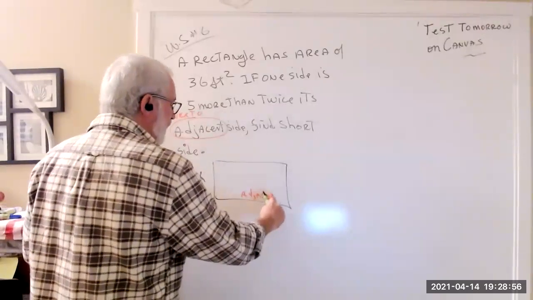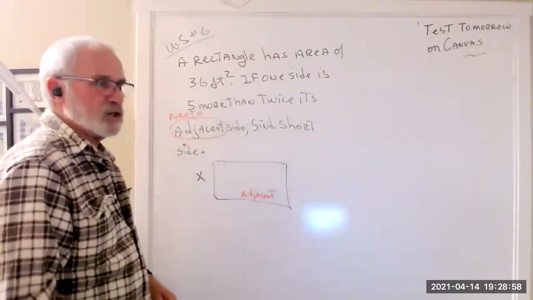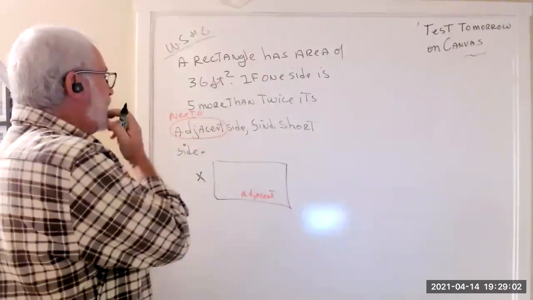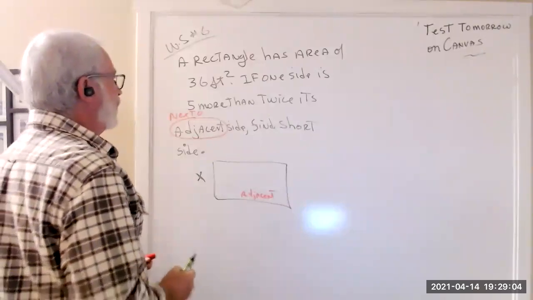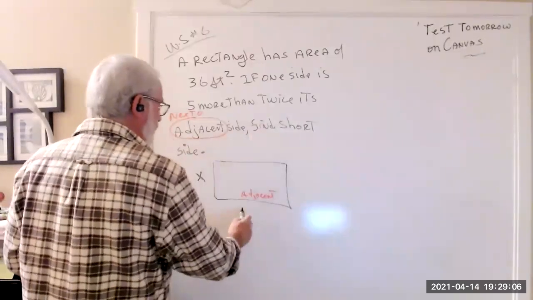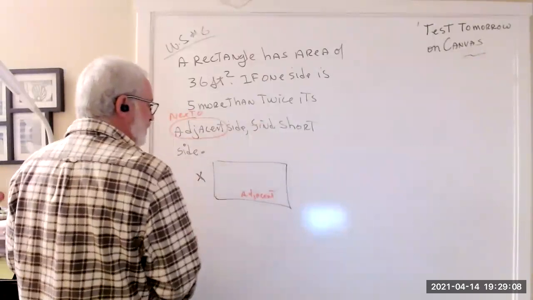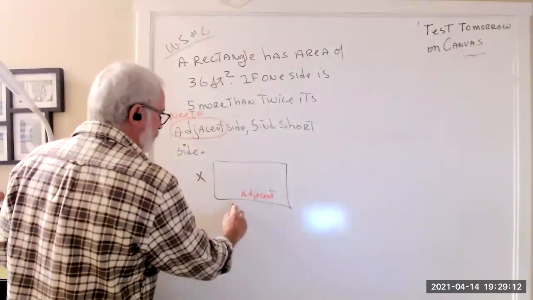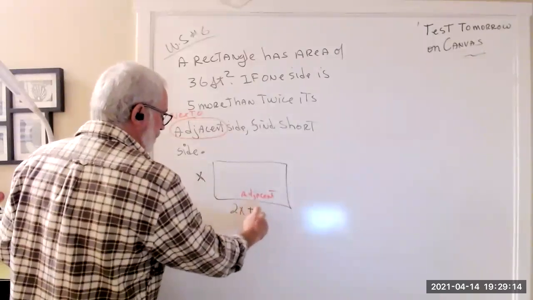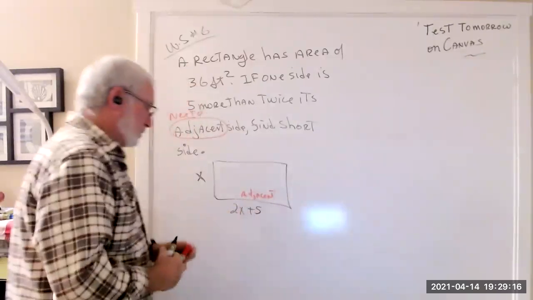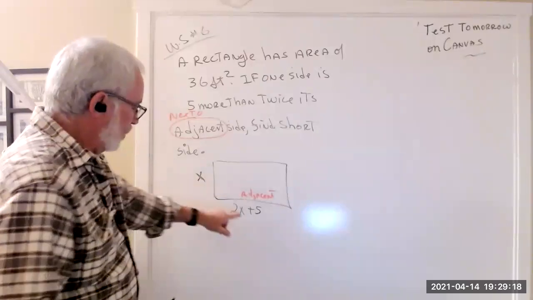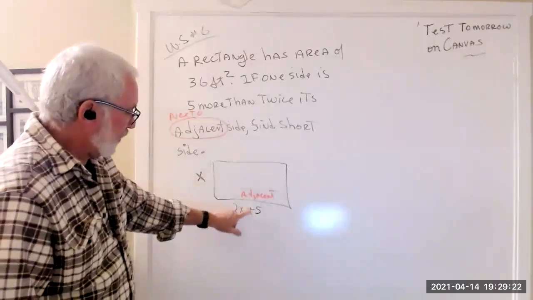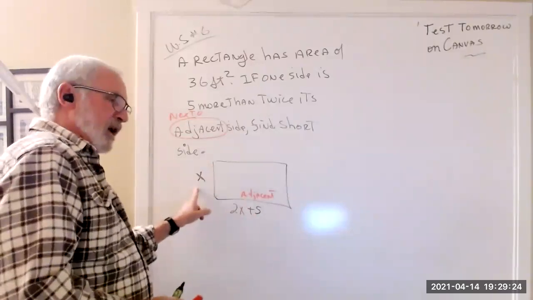It just means the side next to it. That's all adjacent means. Okay, adjacent side is next to it. So what's it say about that? It's 5 more than twice its adjacent sides. So these two sides are adjacent to each other. So this is 2x plus 5. So the adjacent, this side is 5 more than twice this side.